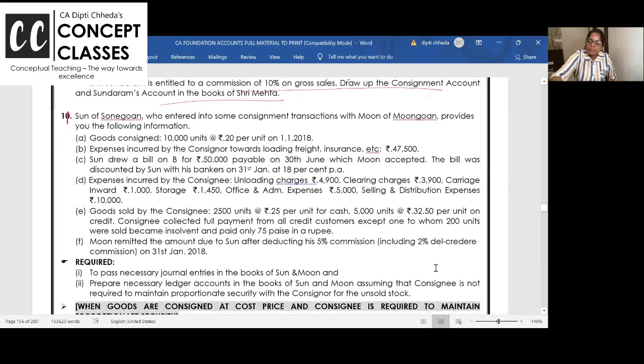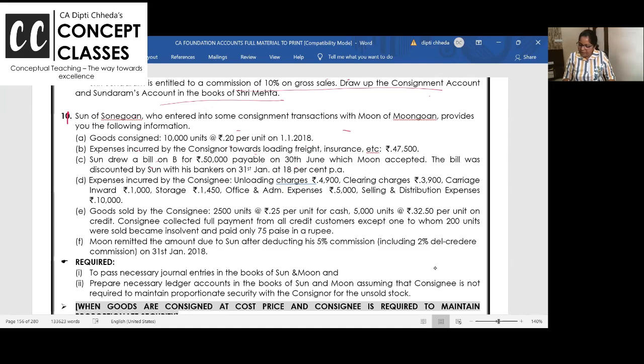That's it. Chalo. Let us read the 11th problem now in class. Son of Sonegaon entered consignment in Moon. Goods are sent. Expenses incurred. Son drew a bill. Moon accepted and we got it discounted also.